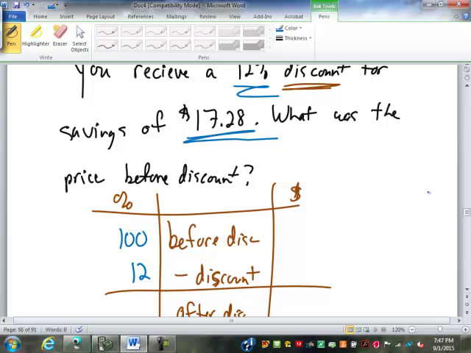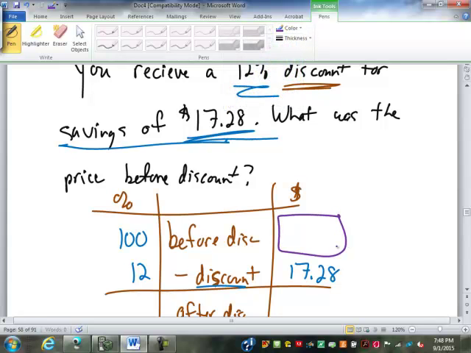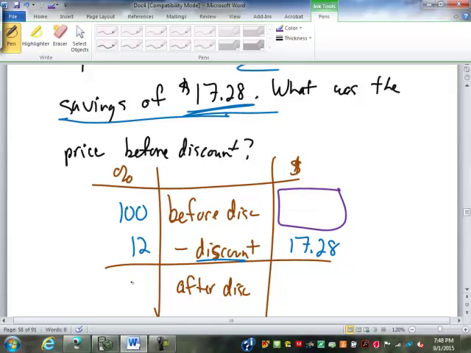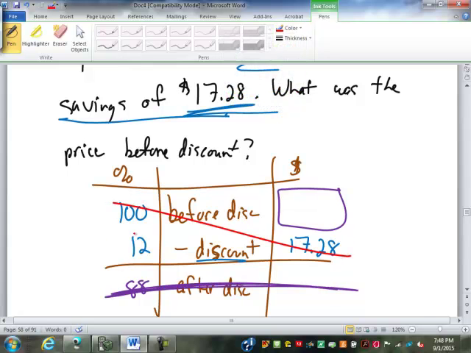1728 goes where? The dollar amount of before or the discount or after? Savings of, so that is the discount itself. And we are looking for the price before the discount, this one here. We could have found this percent here as 88, but we don't need that bottom row, so we didn't need to bother. Cross multiply and divide, 100 times 17.28 divided by 12 is $144. Perfect.